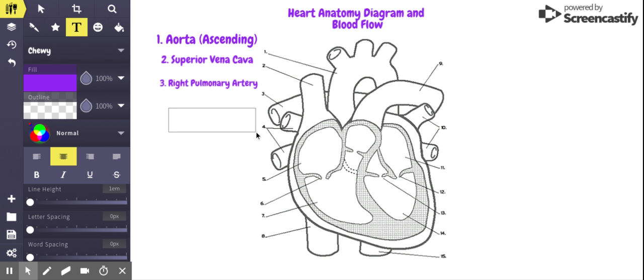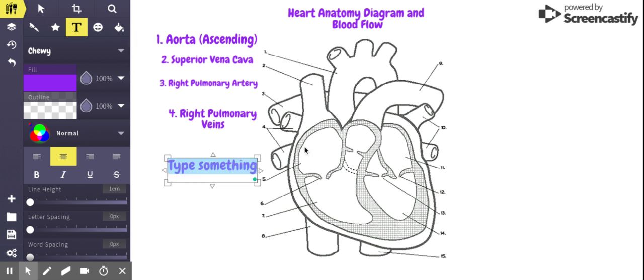Number 4, which is right there, has 2 that it's pointing to. These are the right pulmonary veins. The reason these are veins is because this is actually coming back to the heart. You can imagine the lungs are on both sides. This brought blood to the lung. If the lung was here, number 4 is bringing blood back. So I'll keep going here.